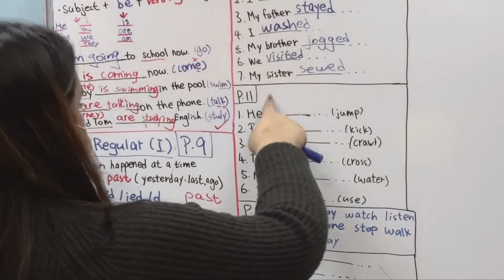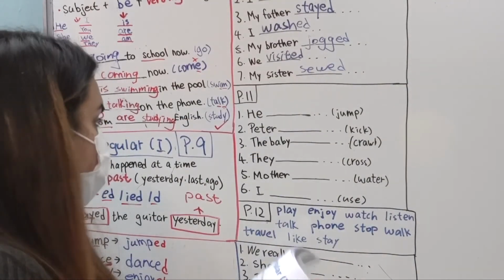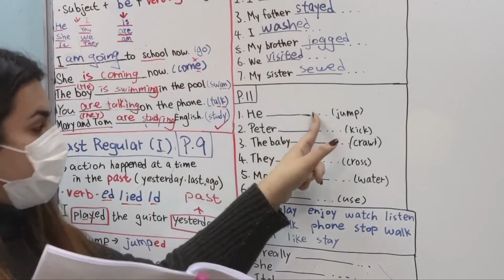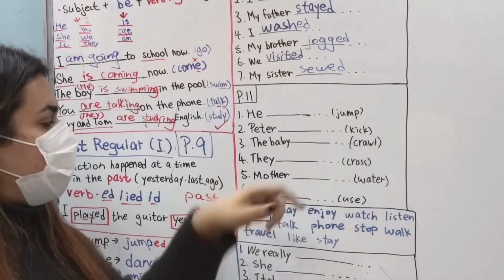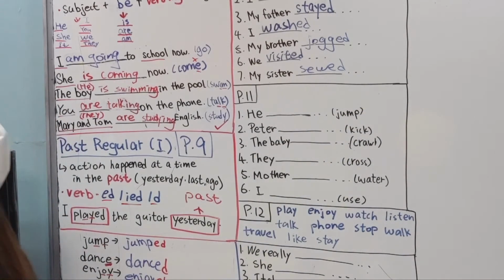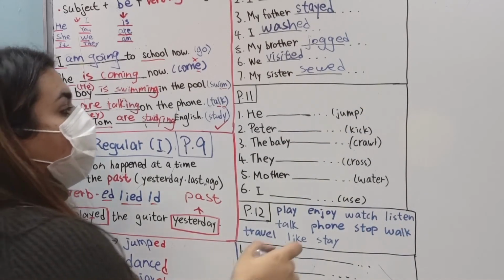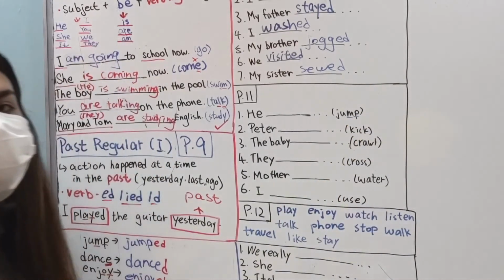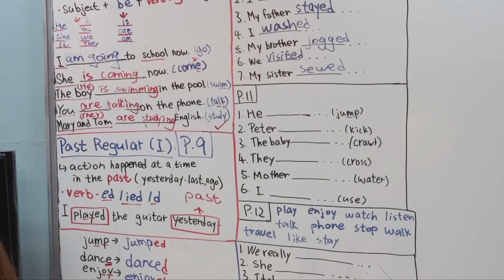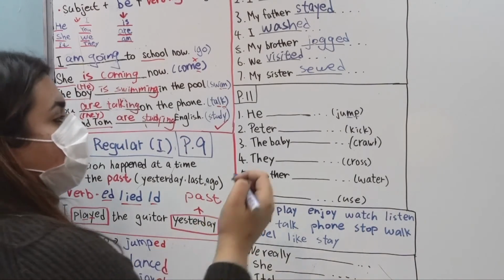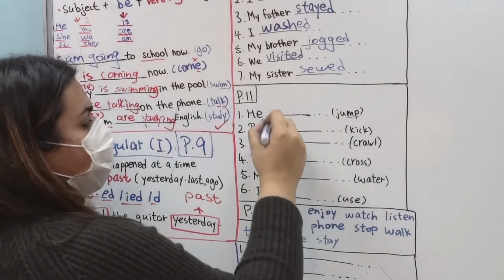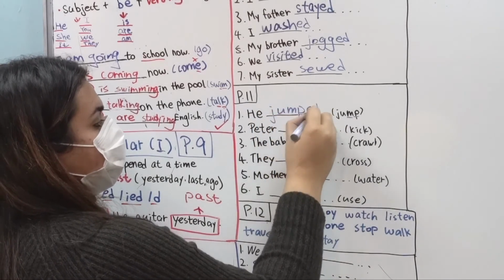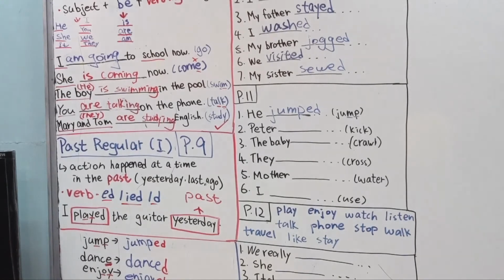So, page 11, number 1. Let's read together. He jumped into the sea. The action word is jump, right? Let's look at the last 2 letters. Jump. What do we add? Both are consonants, right? So we just add ed. Check your answers, please.